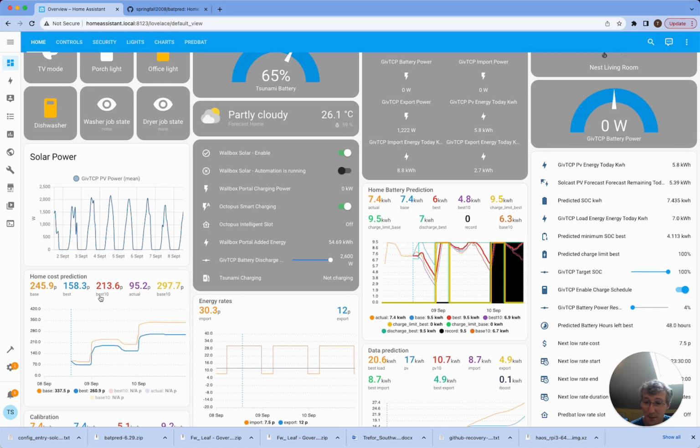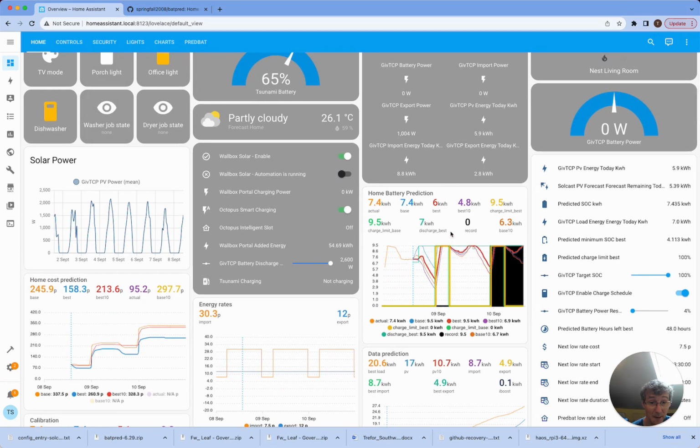Then there's some other scenarios that it also optimizes for. So best 10 is similar to best, but rather than using the 50% mark in Solcast, that's kind of what's most likely to happen, it uses the 10% line in Solcast, which is the most pessimistic forecast, almost like, well, 1 in 10 times it'll turn out this bad. And so you can see that somewhere in between on the cost wise. And you'll see these same lines on the battery prediction charts as well.